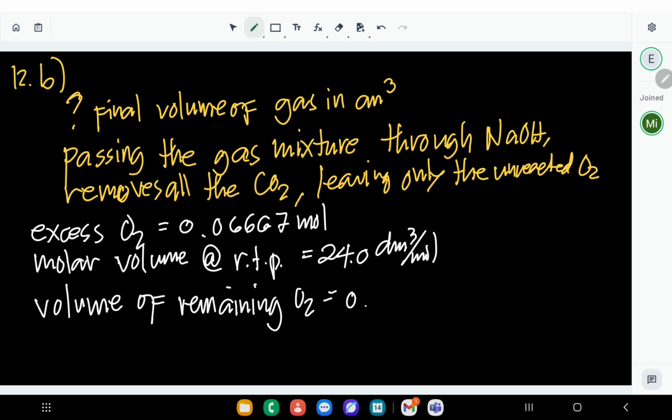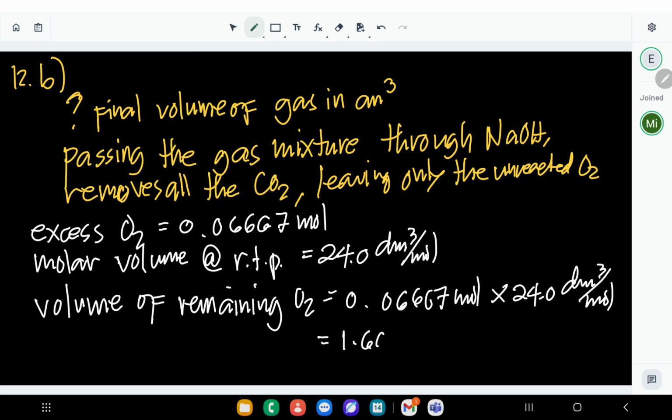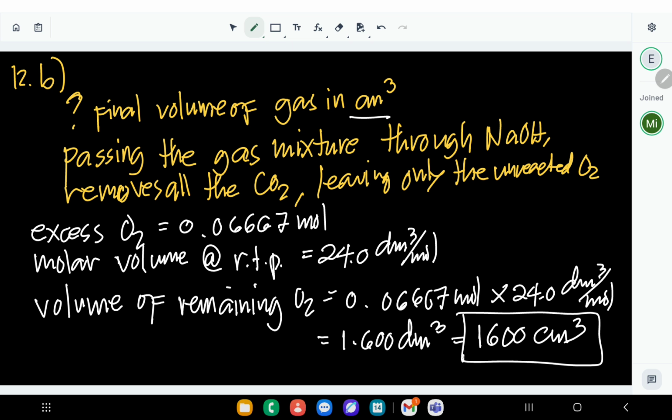So we just multiply the excess number of moles of oxygen times the molar volume of gas, which is 24 cubic decimeter per mole. So that is 1.6 cubic decimeters, but we are asked in cubic centimeters. Multiply this, then we get 1,600 cubic centimeters. From your paper, the answer is letter B.